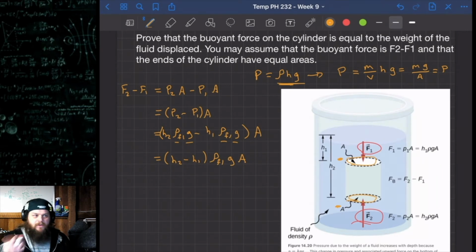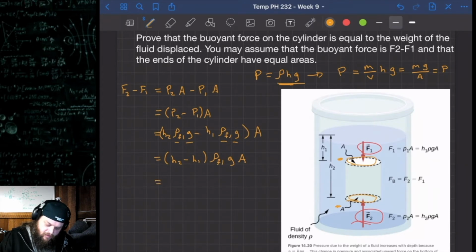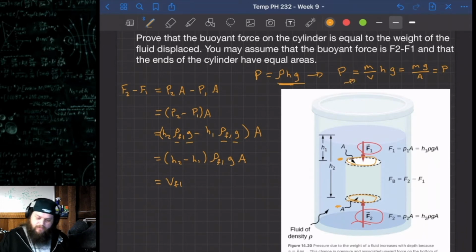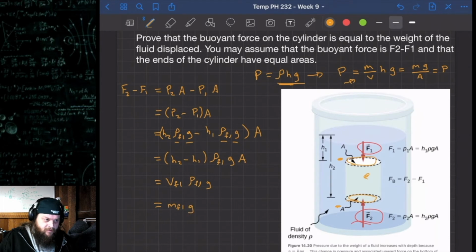Like I said earlier, the change in height times the area is going to be equal to the volume. So this is actually going to be equal to the volume of the fluid. Up here we were talking about the cylinder inside. Now we're talking about the fluid around it. So the volume of that fluid times the density of the fluid, times gravity, is equal to the mass of that fluid times gravity, which is equal to the weight of the fluid.